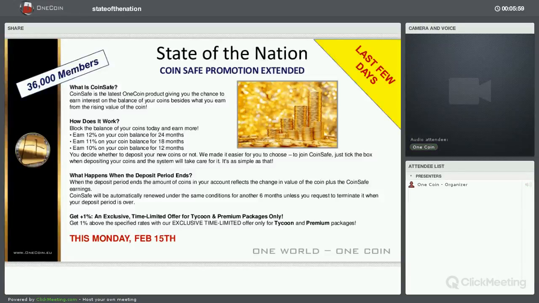And of course, if you've got a Tycoon or Premium package, you get an exclusive additional 1% of interest against the offer that you take up. This is a really good way of both storing away, but also, of course, earning money off them whilst you're putting them to one side, ready for the future of the business and where we're going to be going.